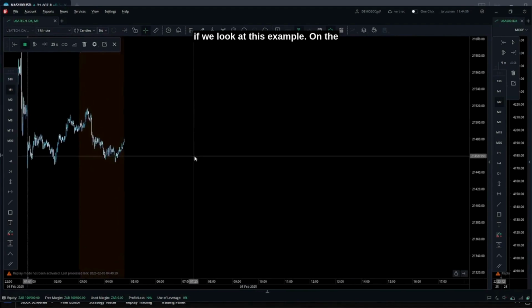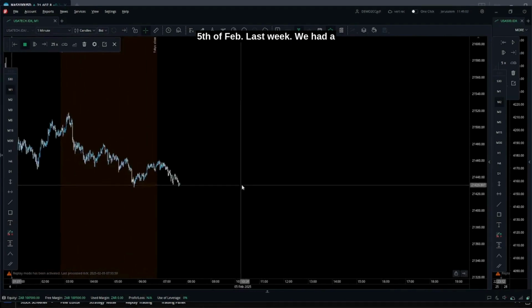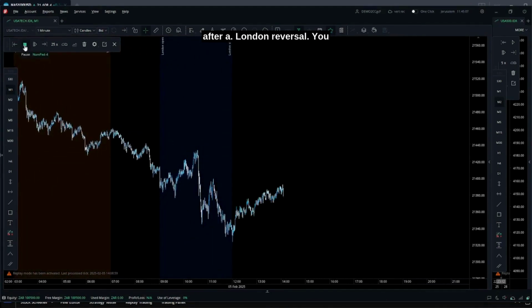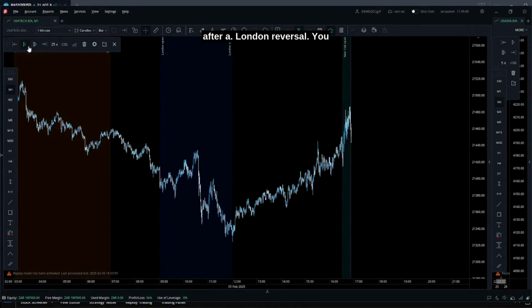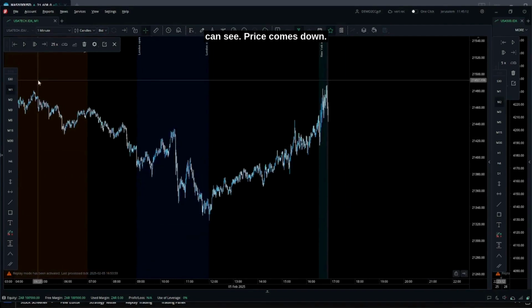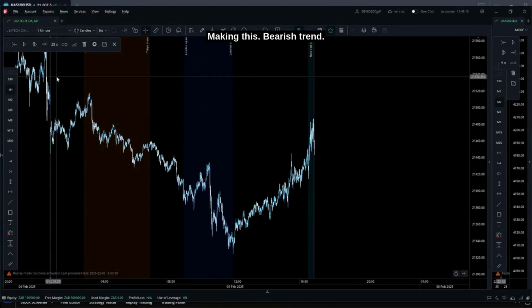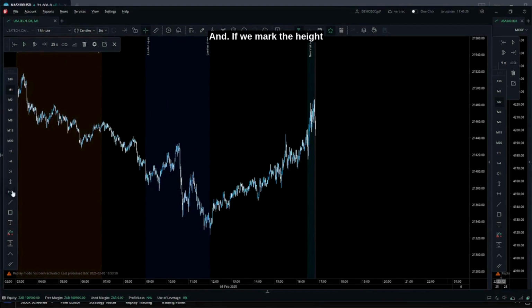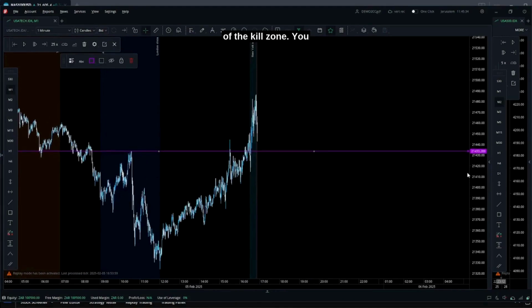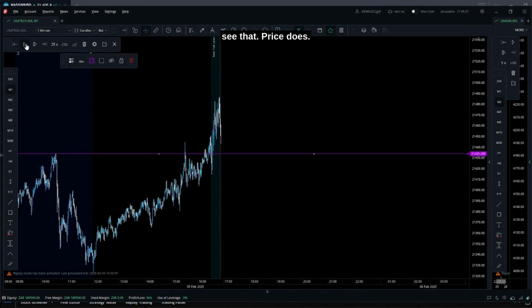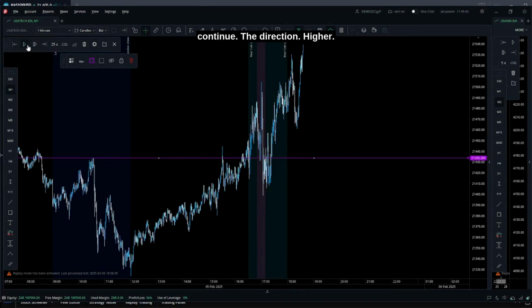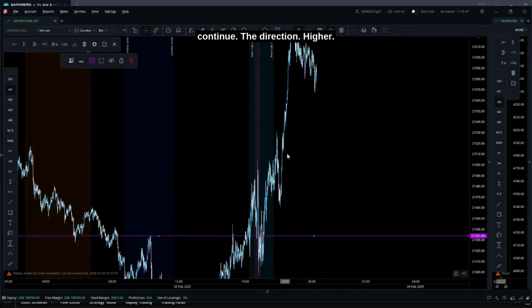If we look at this example on the 5th of Feb last week, we had a nice New York continuation after a London reversal. You can see price comes down, making this bearish trend, only to reverse during London. And if we mark the height of the kill zone, we see that price does retrace into New York session to then continue the direction higher.